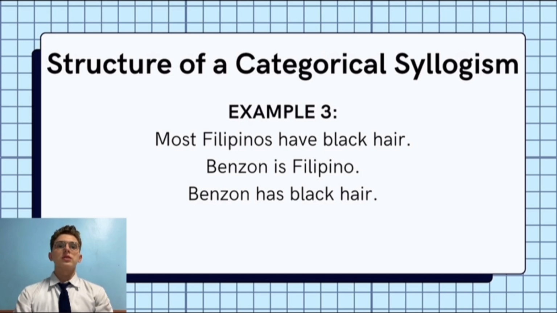Moving on to the third example, the major term or predicate term is black hair. The minor term or subject is Benzon and the middle term is Filipino or Filipinos.